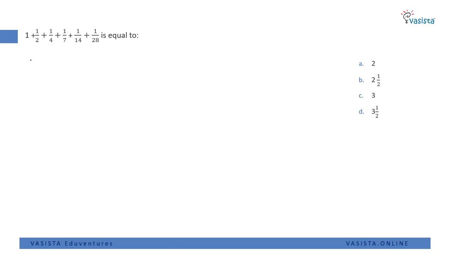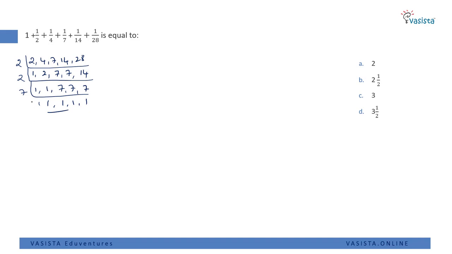So for the LCM of 2, 4, 7, 14 and 28, let us start working with 2. 2 1s are 2, 2 2s are 4, 7 I can't divide, again 7, so 14. So directly again go with the 2, 1, so 1, so 7, 7 and 7. Let me go with the 7, so 1, 1, 1, 1, 1. So the LCM for this is 2 into 2 into 7, that is 7 2s are 14, 14 2s are 28. 28 is the LCM.